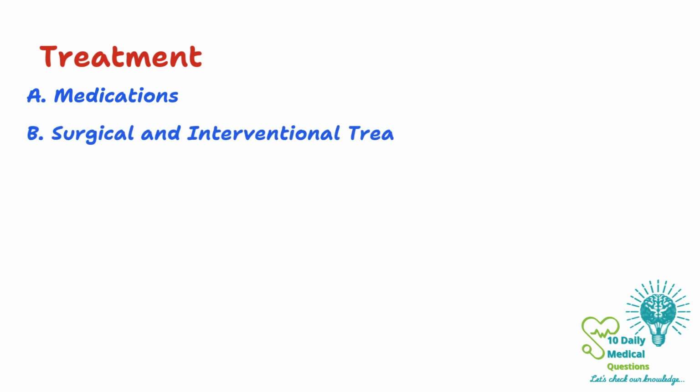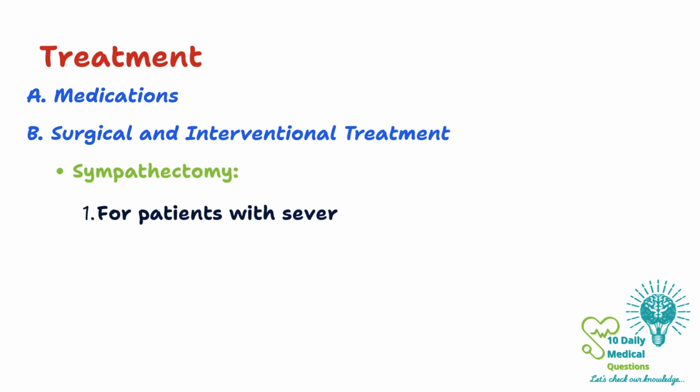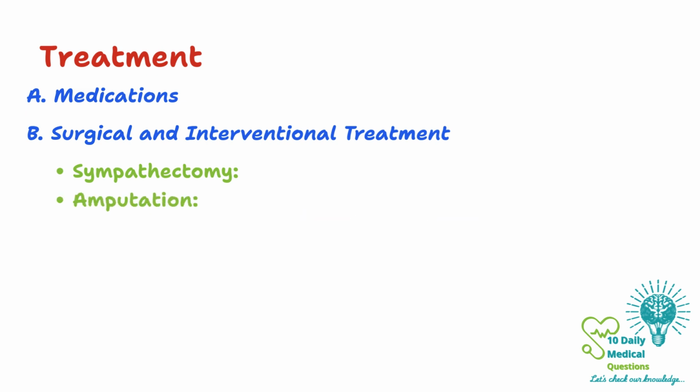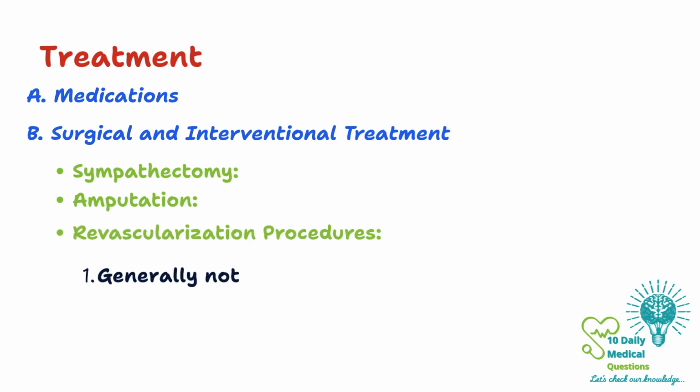Surgical and interventional treatment. Sympathectomy for patients with severe pain refractory to medical therapy. Amputation in cases of irreversible gangrene. Revascularization procedures are generally not effective due to segmental occlusions. Unlike atherosclerosis, Buerger's disease affects small vessels where bypass surgery is often not feasible.